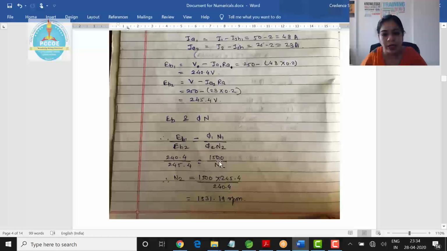What is the value of N1? That is 1500 rpm, and we have to calculate N2. Now N2 will be 1500 into 245.4 divided by 240.4. So it will be 1531.19 rpm. So these are the simple problems based on the speed calculation.